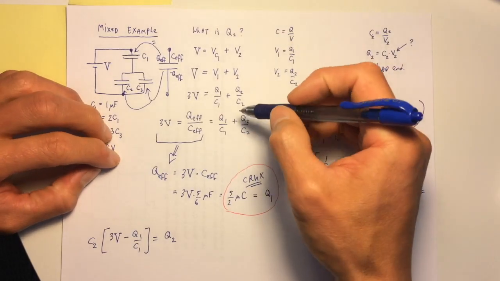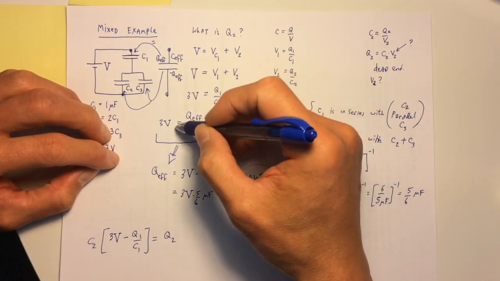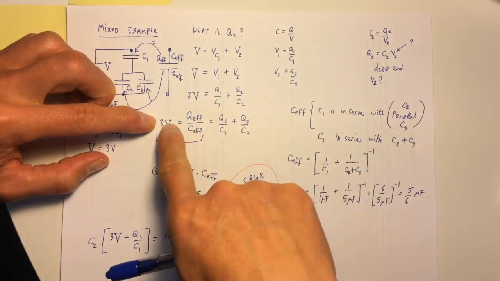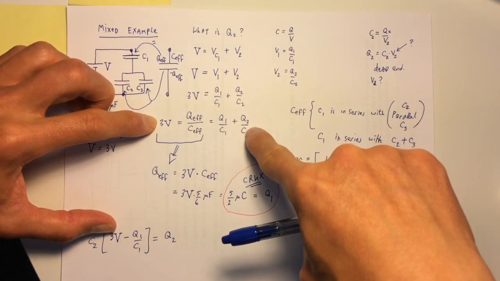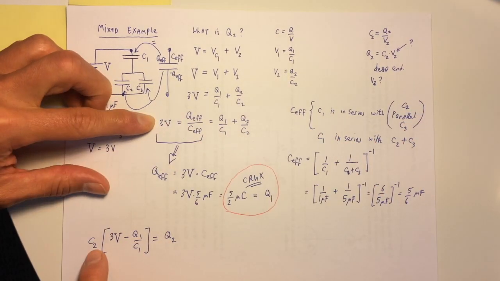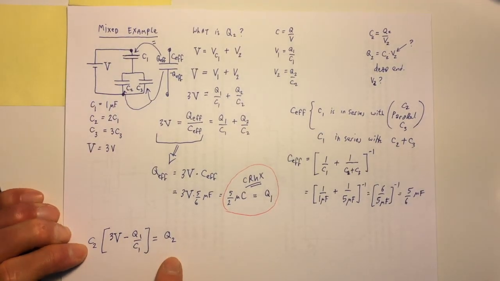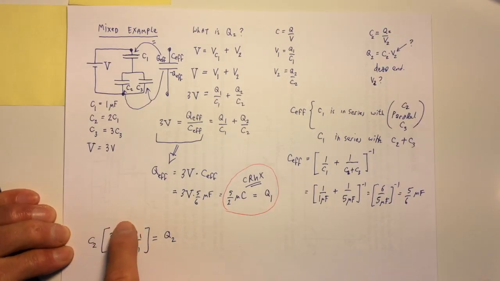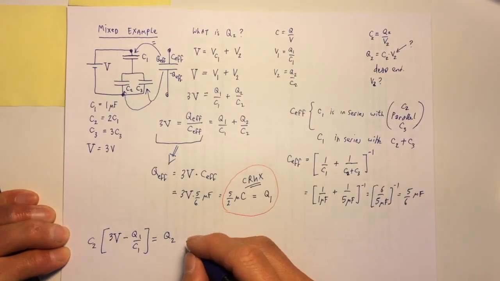All I did was I took this, which is equal to 3 volts, and I subtracted Q1 over C1 to sit next to 3 volts, and I had Q2 over C2 left over. I multiply the C2 up, and I'm left with Q2. So this is my multiple algebra steps in a row. But the thing is I know every value here, and this is originally what I wanted. So let's fill it in.